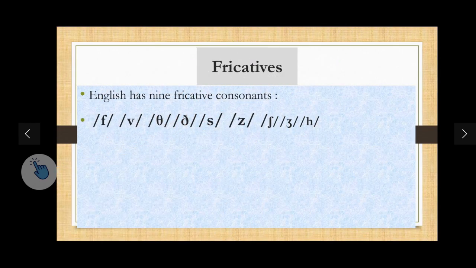Fricatives. Here we can see that English has 9 fricative consonants. The first one is f. The second one is v. The third one is th. The fourth one is th. The fifth one is s. The sixth one is z. The seventh one is sh. The eighth one is j. And the ninth one is h. So these are English fricative consonants. We will discuss one by one now. Once again, let me pronounce them. F, v, th, th, s, z, sh, j, h.